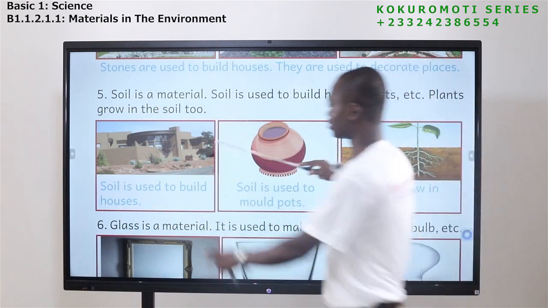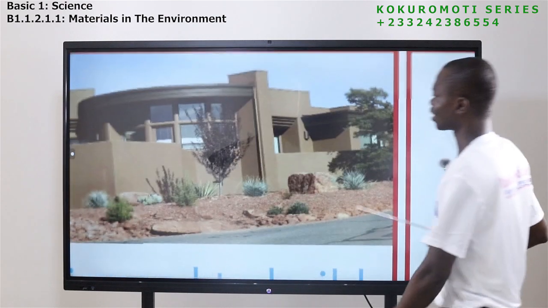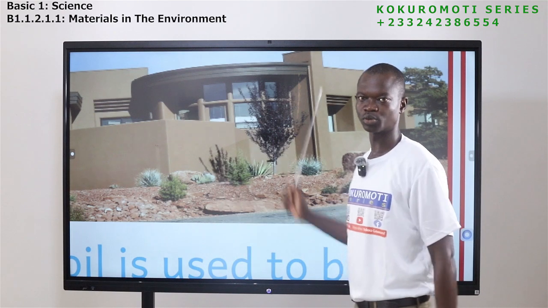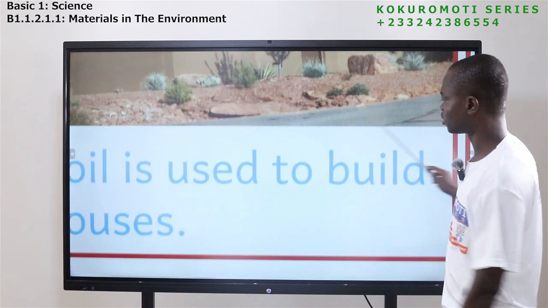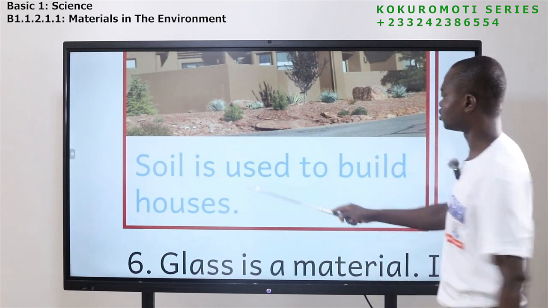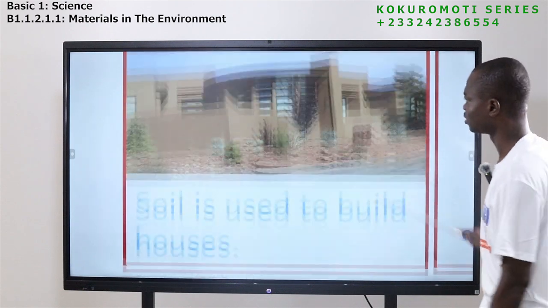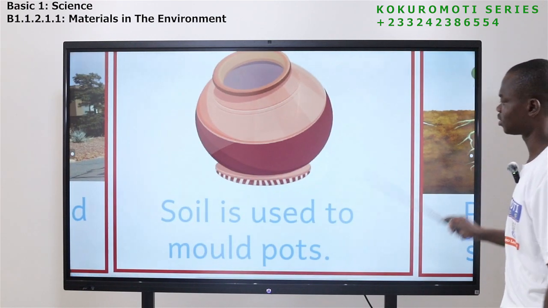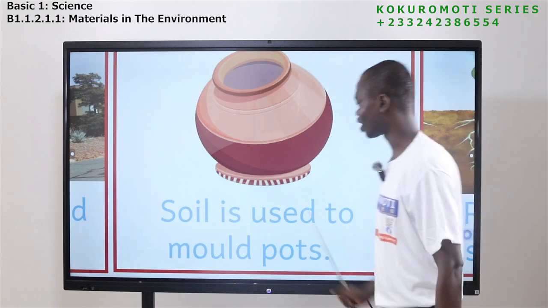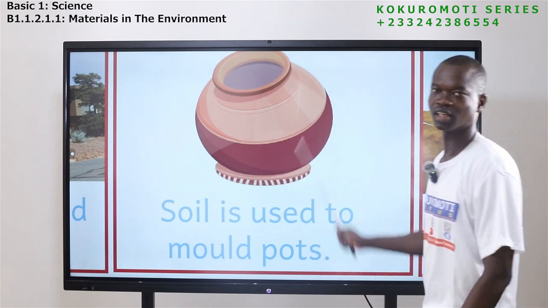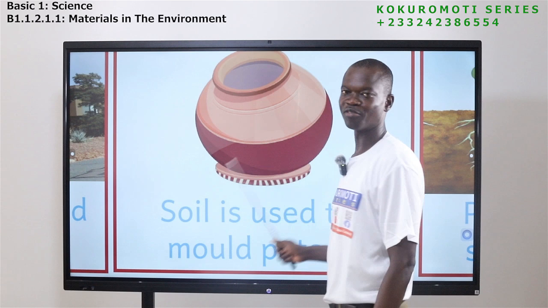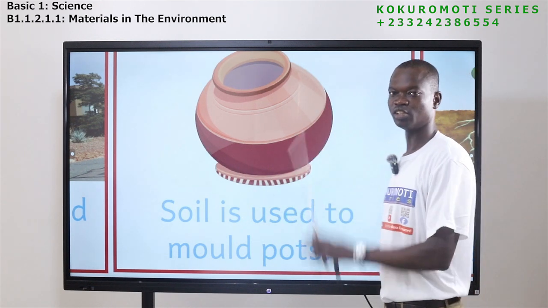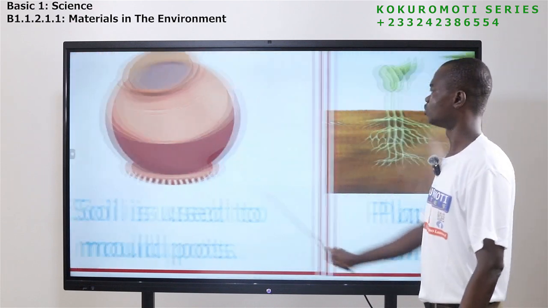So look at this building. Look at this building. It was built with what? Soil. So soil is used to build houses. Soil is used to build what? Houses. So this is the house. Look at this. Soil is used to mold what? Pots. Look at these pots. And those who have been drinking from this type of pots know that they use soil to mold it.